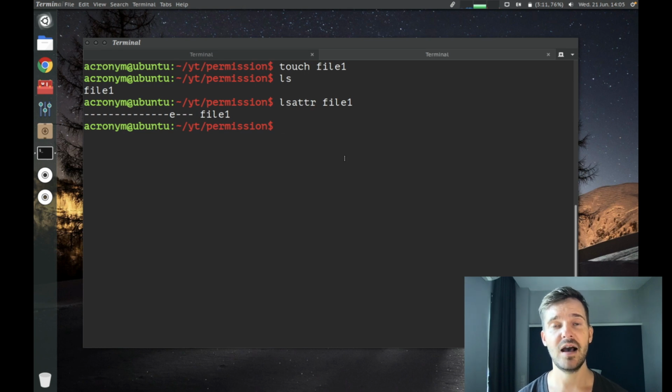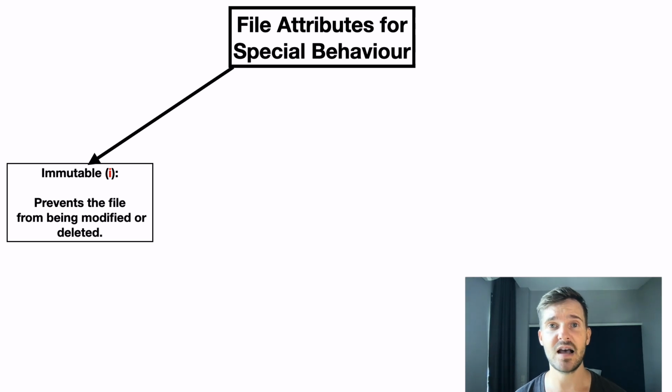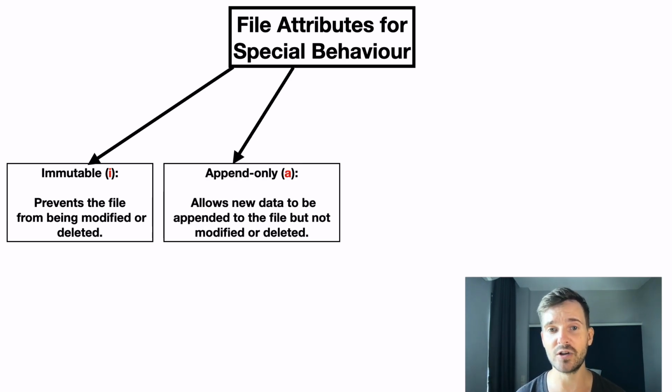So let's talk about attributes. These are the most used file attributes for special behavior. First one is the i attribute. i means immutable. This attribute prevents the file from being modified or deleted. Second one is the a attribute, append-only. This attribute allows new data to be appended to the file, but not modify or delete it.